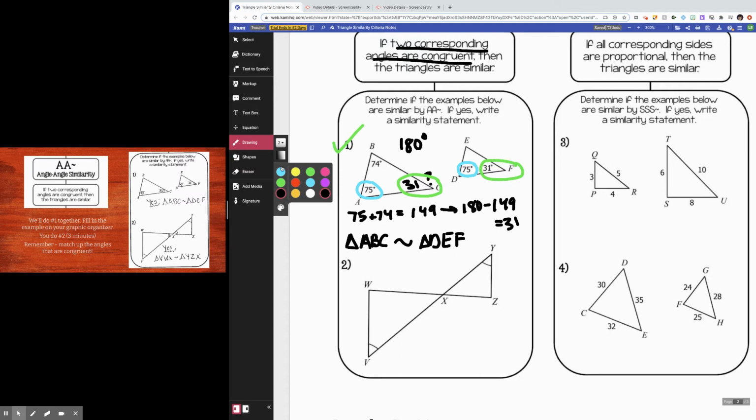All right, then number two is a pretty simple one. It's a pretty easy one. There's no numbers here, but I can mark some hidden angles. So these angles here in the middle that are both connected to X are congruent because they are vertical.